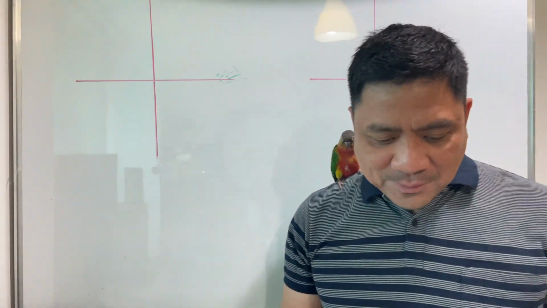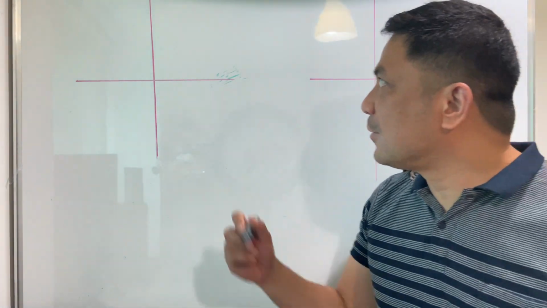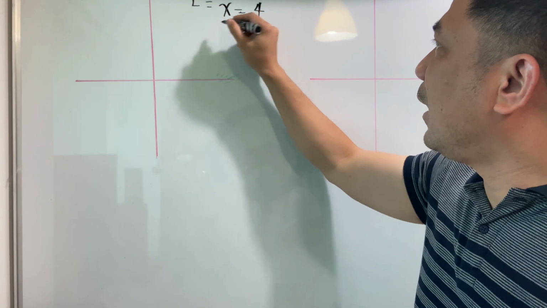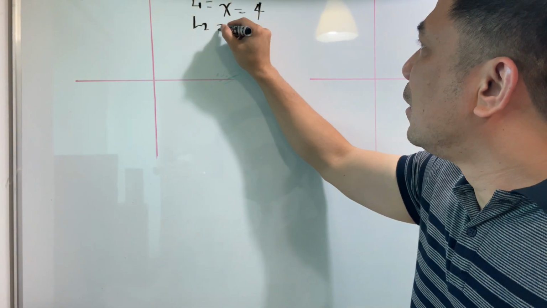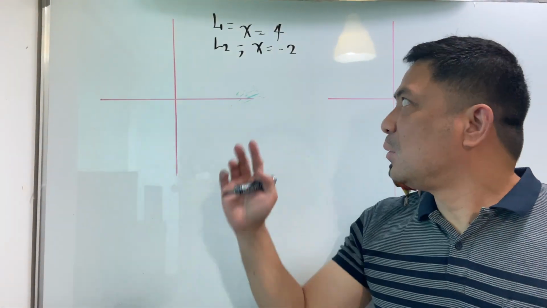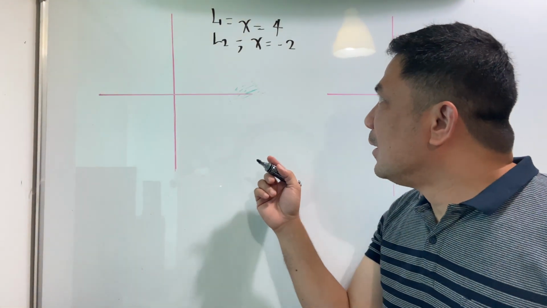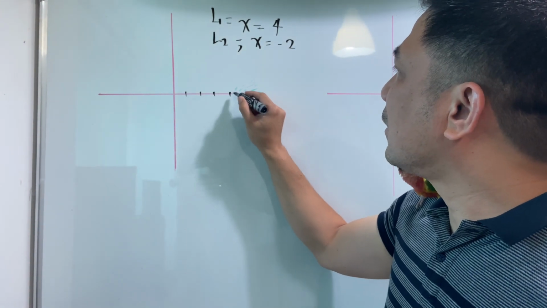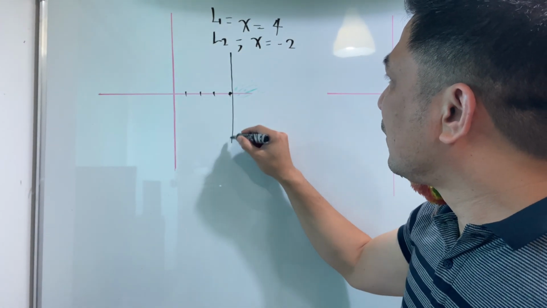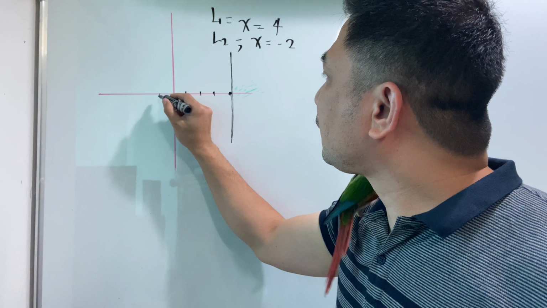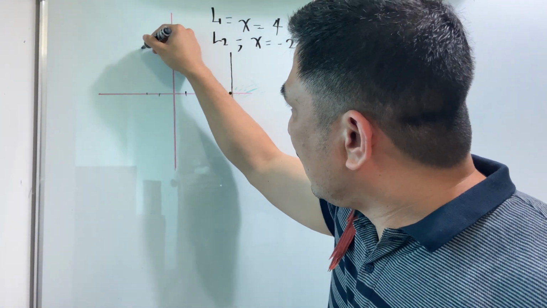The first one: we are asked to find the distance between the line x equals 4 and another line, x equals negative 2. What will be the distance between these two lines? If you try to graph these two lines, x equals 4 means 1, 2, 3, 4. So this is x equals 4. And here we have x equals negative 2.